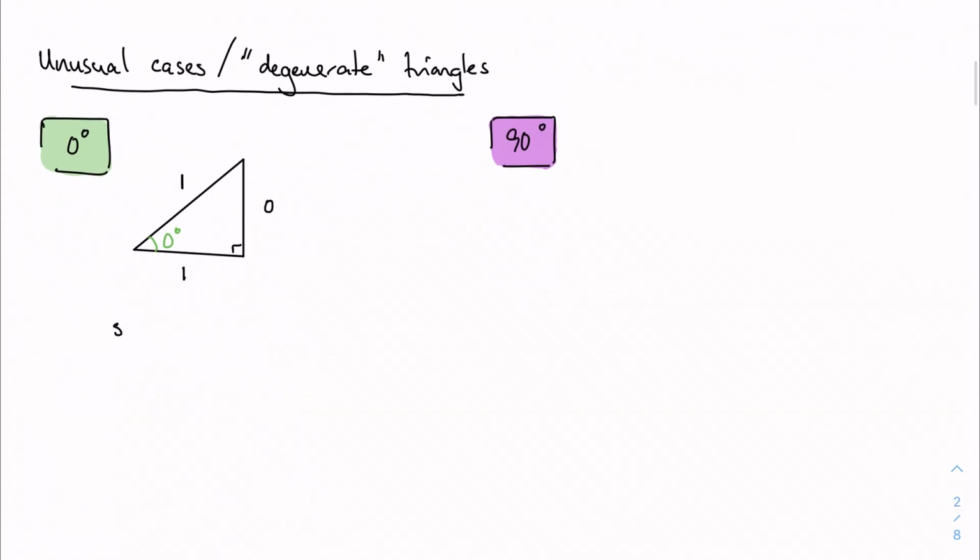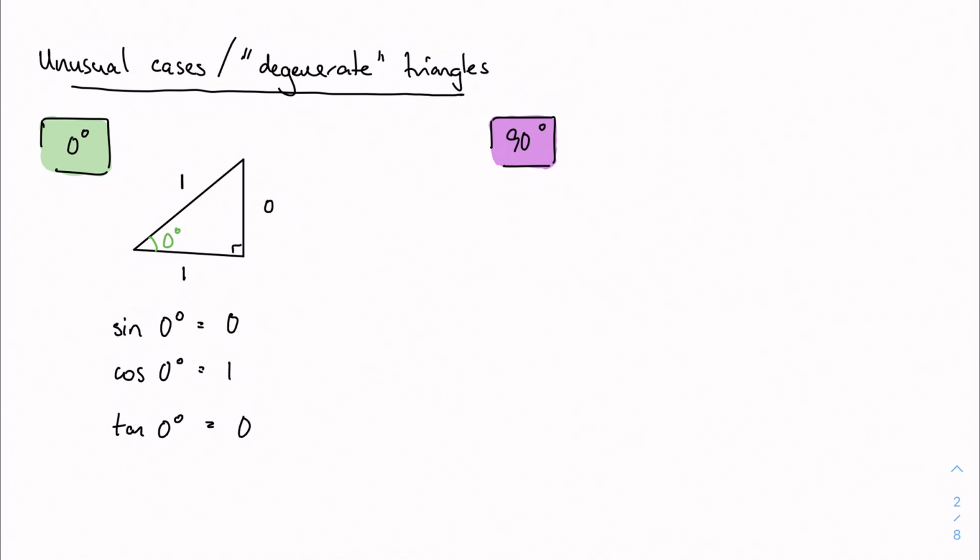So we can do the same process. I can find sine of 0. It's opposite over hypotenuse, which is 0. Cosine of 0, which is adjacent over hypotenuse, is 1. And tangent 0, which is opposite over adjacent, is 0.